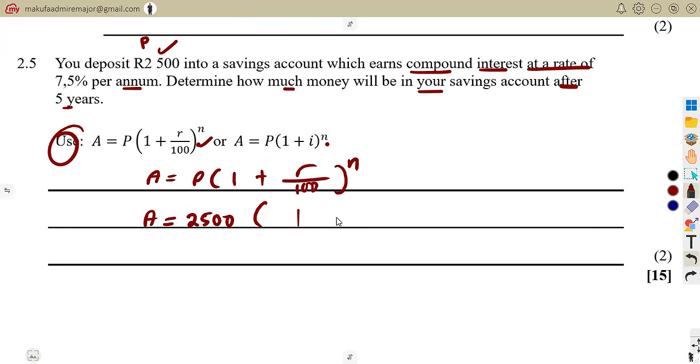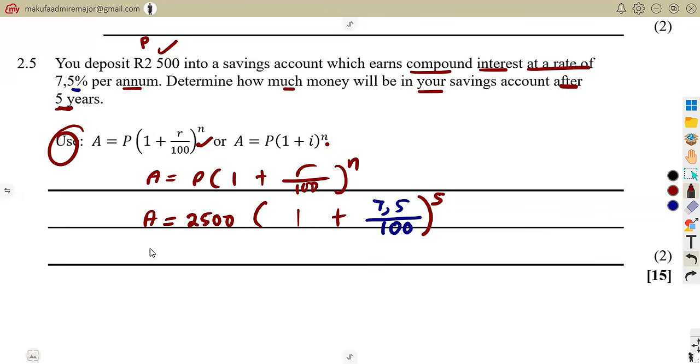The principal is 1 plus the R, the interest rate as a percentage, which you take as a percentage when you're given this formula. So it will be 7.5 over 100 to remove that percentage. Everything is raised to the exponent of n, the number of years, which is 5 years. So if you're given this, we can simply evaluate the amount that we are to find.